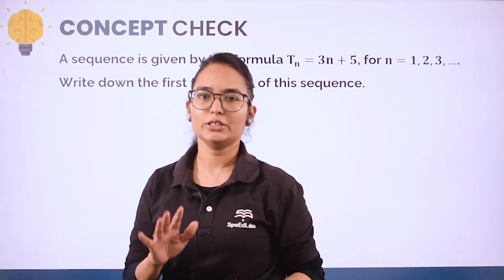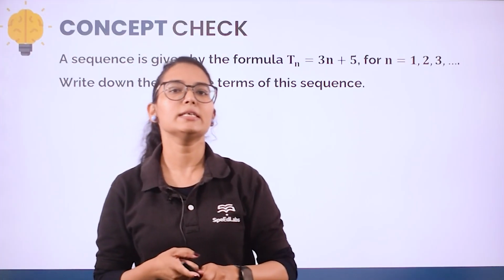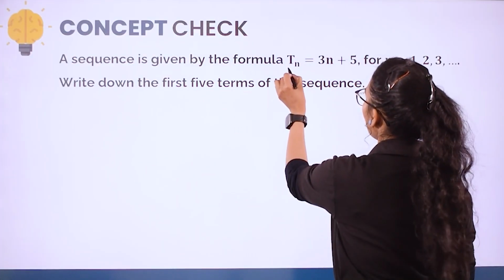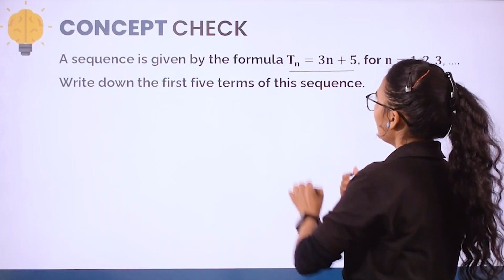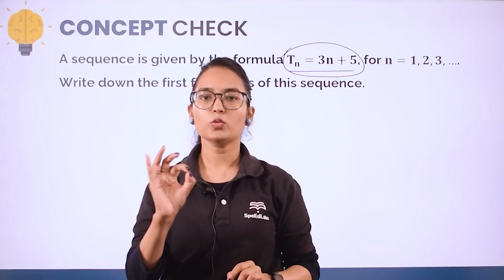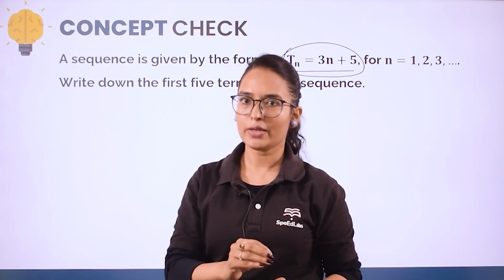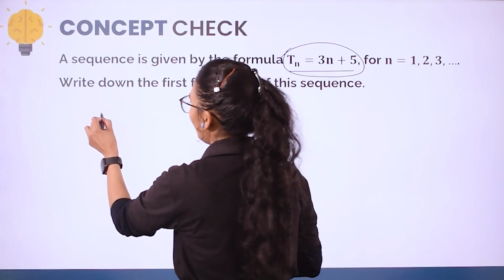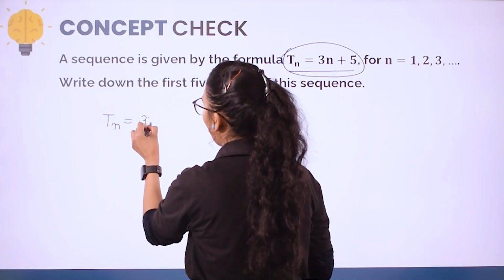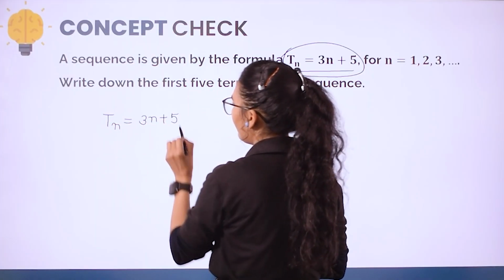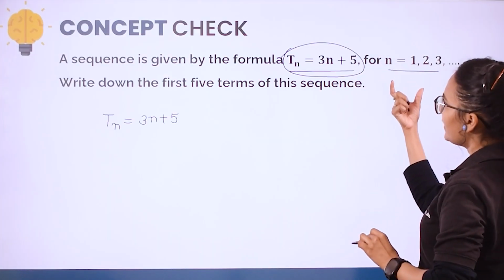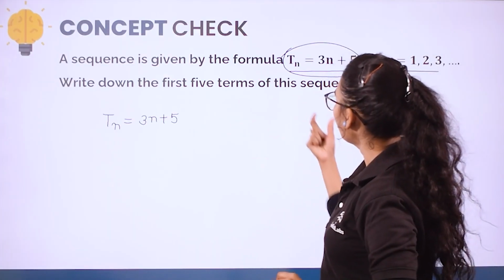Now let us solve one question. I hope what is a sequence and what is a series is clear to you. The sequence is given by the formula Tn = 3n + 5. Whenever this type of formula is given, it is the formula to calculate the general term. By taking different values of the variable n, like 1, 2, 3, you can find different term values. Write down the first 5 terms of this sequence.